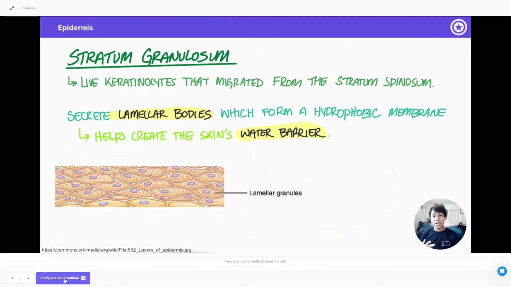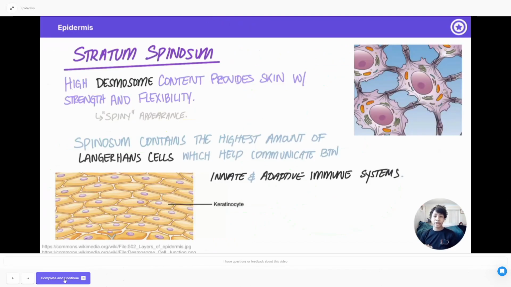And the way that these lamellar granules make up the water barrier is that they essentially form a hydrophobic membrane. So you literally have lipid particles that are embedded within your skin cells in this layer, and those lipid particles will make it so that water doesn't necessarily want to cross that outer barrier. So the water that you ingest as a part of your diet is prevented from just evaporating out of the skin by this membrane.